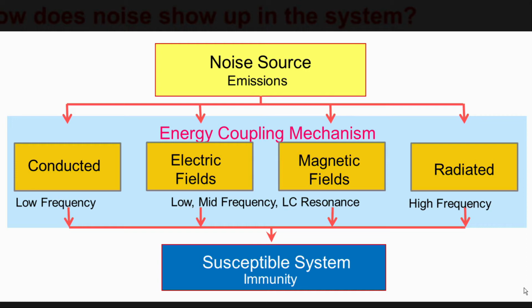Now, for a test, you're going to model the susceptible system as something that you can measure. In the case of a radiated test, you're going to use an antenna to pick up the noise, and then measure how much noise was picked up. Or if you're doing a conducted test, then you're going to use a LISN, or line impedance stabilization network, to measure the amount of noise that you're conducting onto the system.